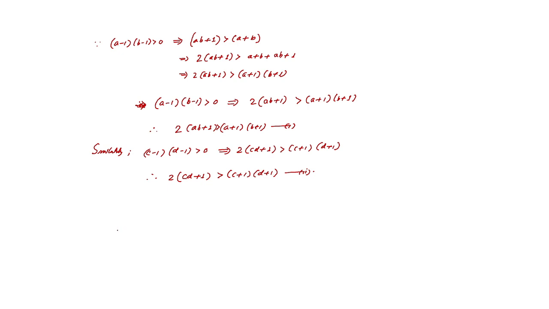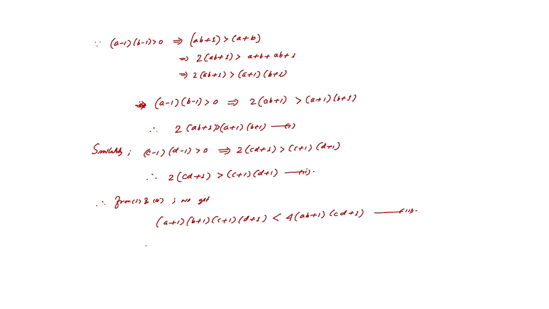So now we multiply these 1 and 2. What will we get? Therefore from 1 and 2 we get (A plus 1)(B plus 1)(C plus 1)(D plus 1) is less than 4 into (AB plus 1) into (CD plus 1). This is Roman 3.